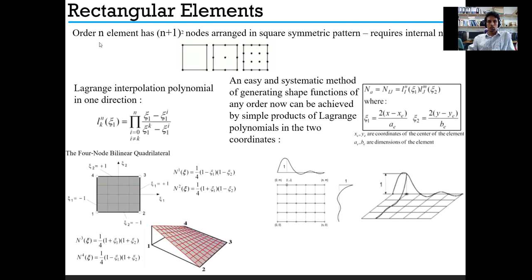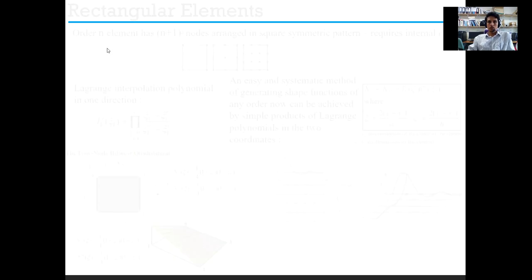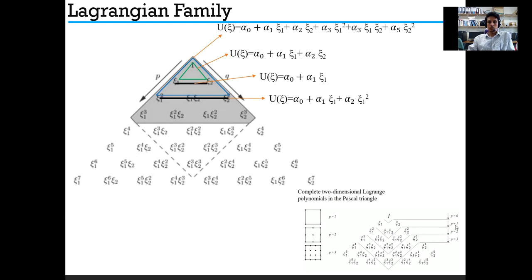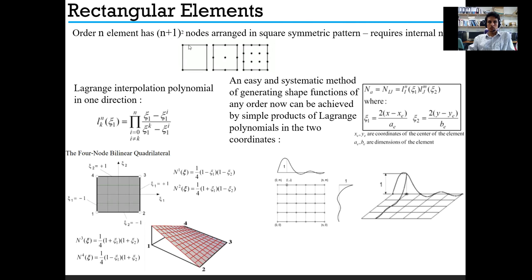So if the order n element has how many nodes, if we just tell the element number n, it can be gotten easily by n plus 1 whole square. If n is equal to 1, then the nodes will be n plus 1 squared, that is 4. If n is equal to 2, then it will be 9. If n is equal to 3, that would be 16. So we don't have to rely on the Pascal scale again and again for solving the equations or problems. We just need to remember this one.